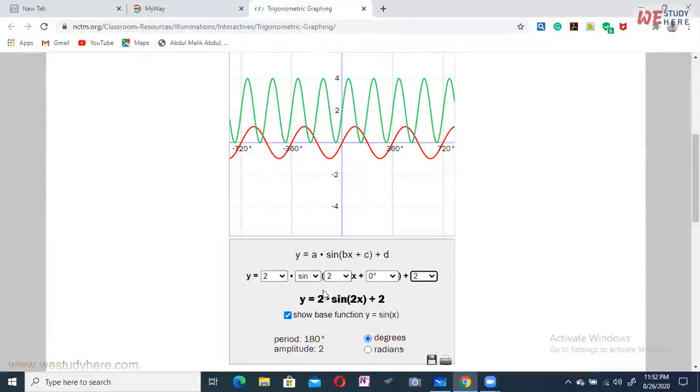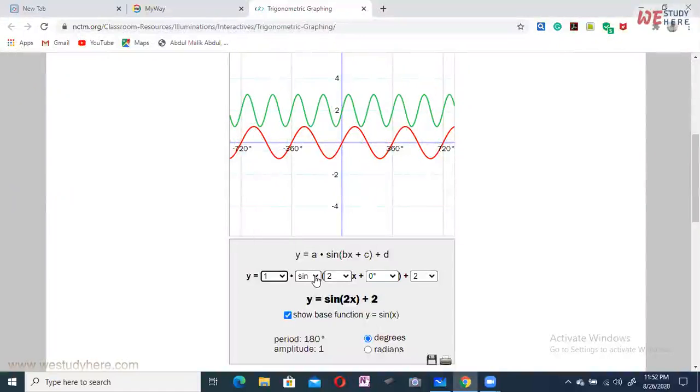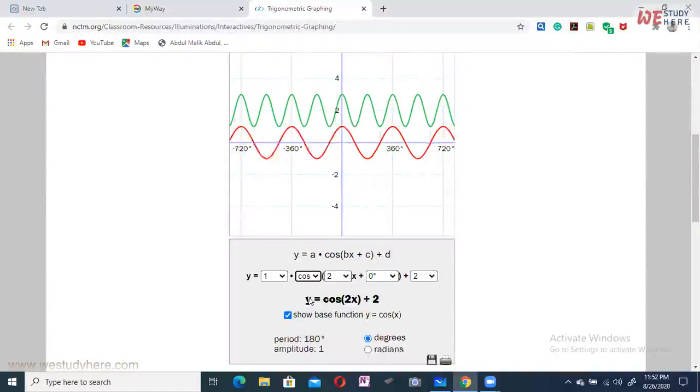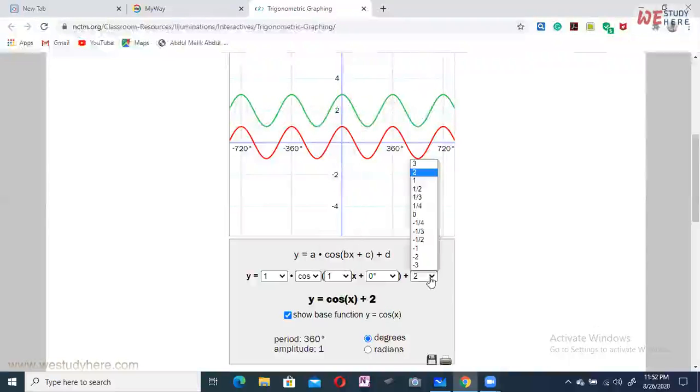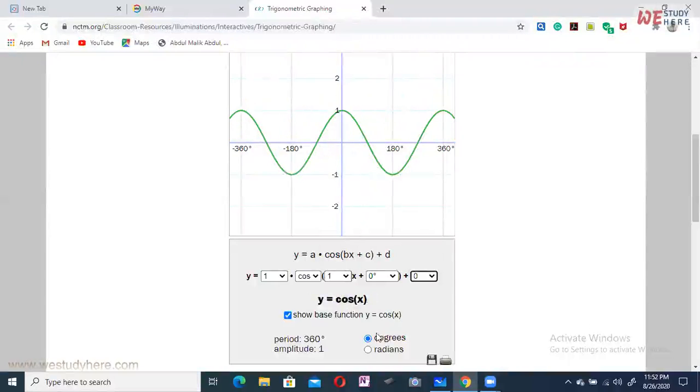In the same way, we can do this for cos and tan. Here we are taking cos, and everything we are making 0 and 1. Now this is cos, y equals cos x. This is the graph of y equals cos x. You know, at 0, cos is 1. At 90 it is 0, at 180 it is minus 1, at 270 it is 0, and at 360 again 1.